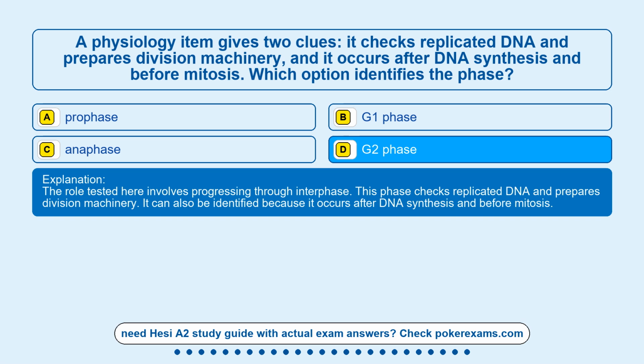It can also be identified because it occurs after DNA synthesis and before mitosis.